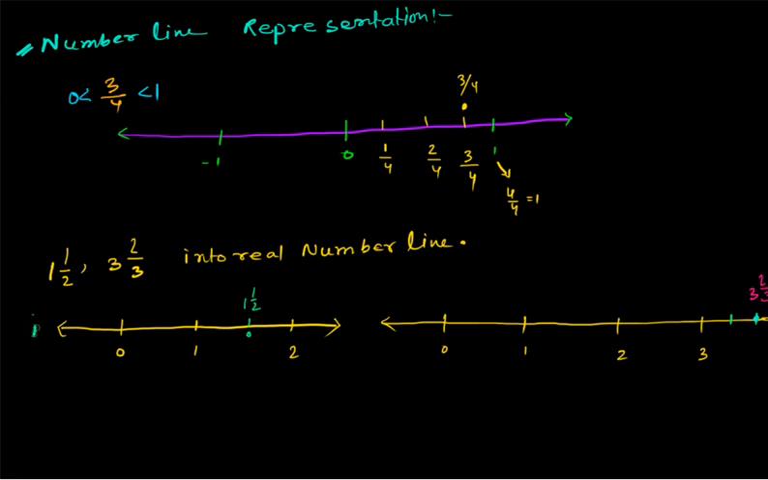This is the answer for the first question, and this is the answer for the second question. We can see this is 1 and then 1 by 2, so it's 1.5, exactly the middle of 1 and 2, so it should be here. And this is 3 2 by 3, so it's 3 and then the 2 by 3 part, so that means it would lie between 3 and 4, and this is the representation of 3 2 by 3.